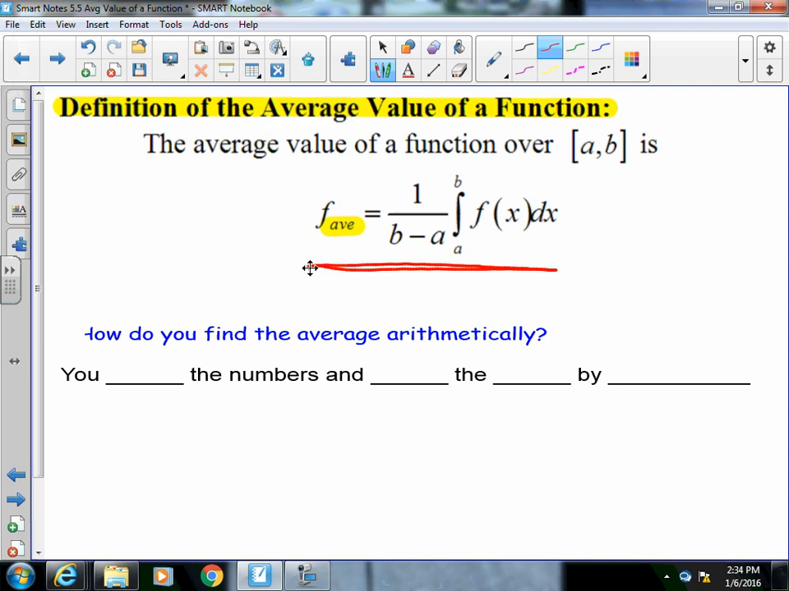How do you find the average? Arithmetically, you would add the numbers and divide the sum by the width of the region.